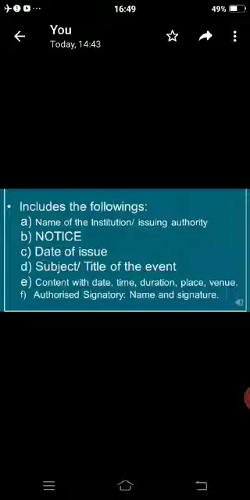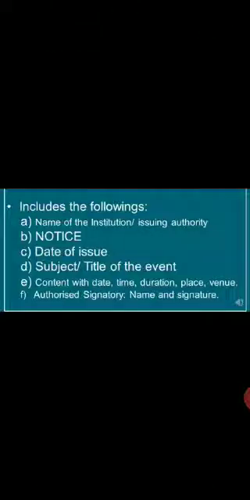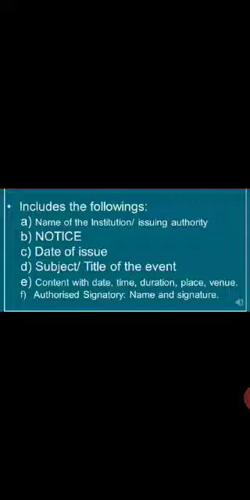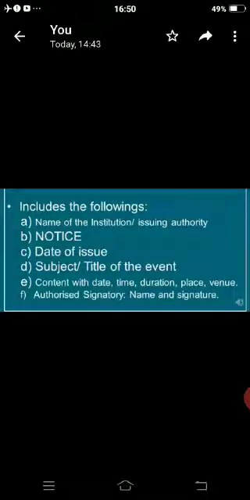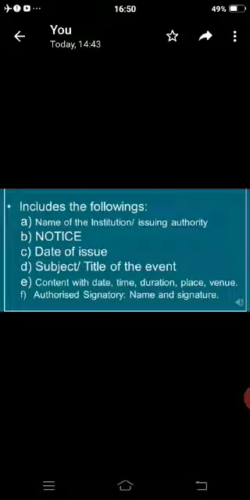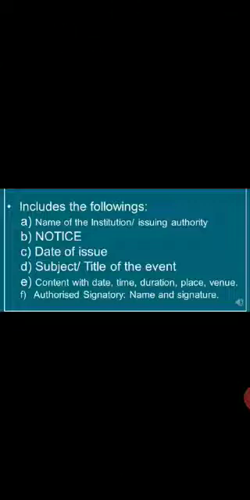There are some vital points which a notice must include. The name of the institution or the issuing authority should be there. The word notice in bold letters should be there. The date of issue should be there. The subject or title of the event is an integral part of the notice. In the content, date, time, duration, place and venue must all be a part of the notice. And on the bottom left-hand side, the authority's signatory should be there, name and signature of the issuing authority, from whose side the notice is being written.